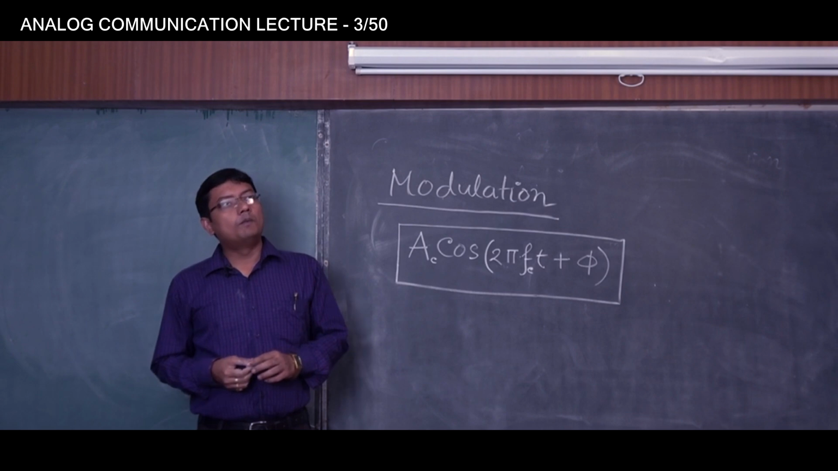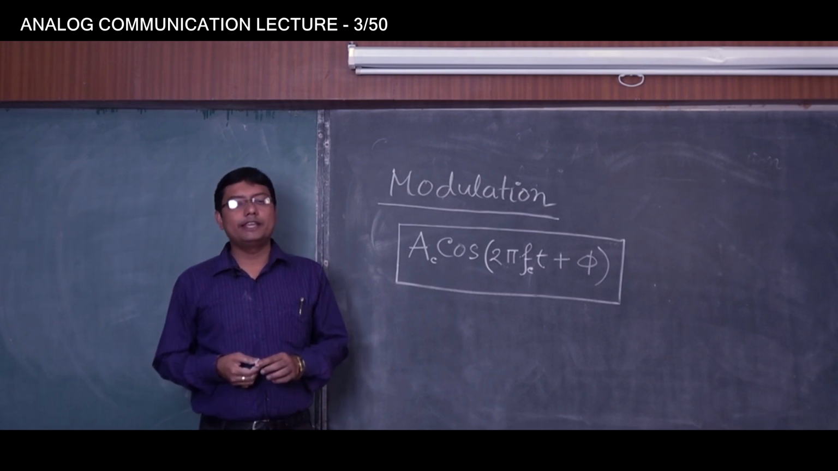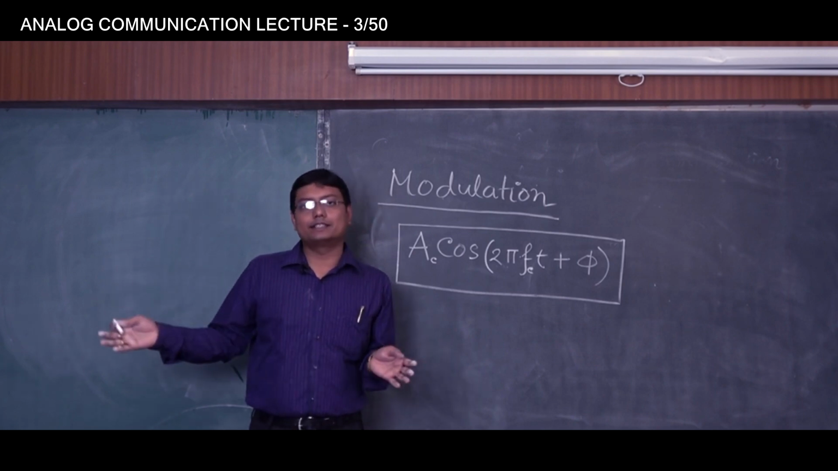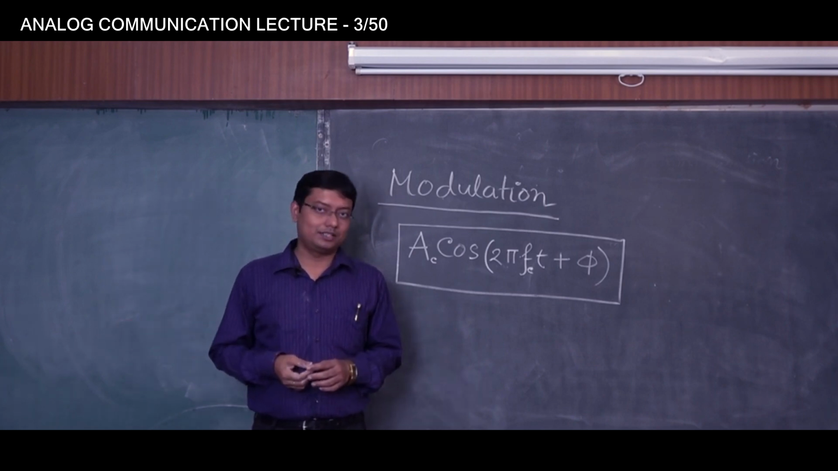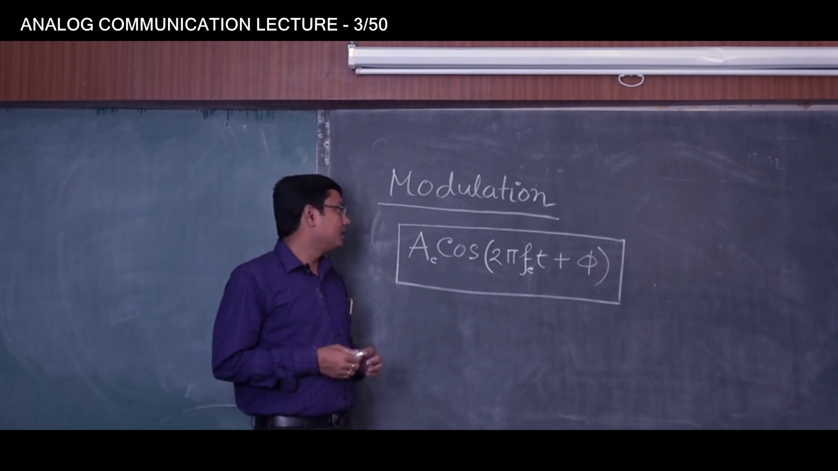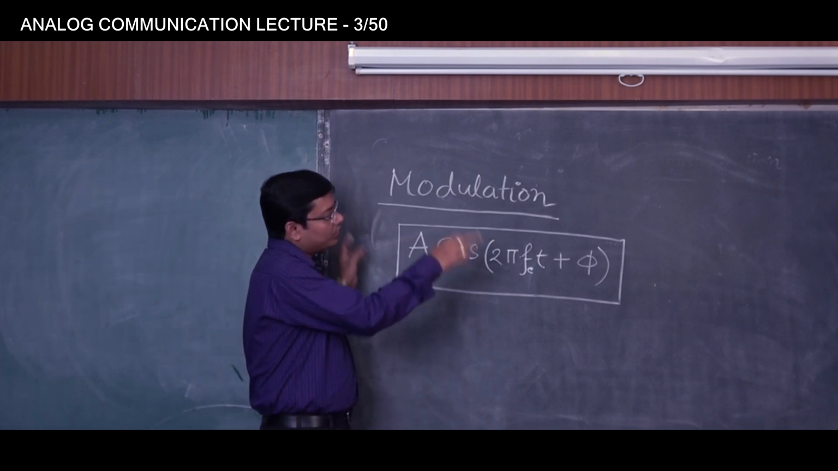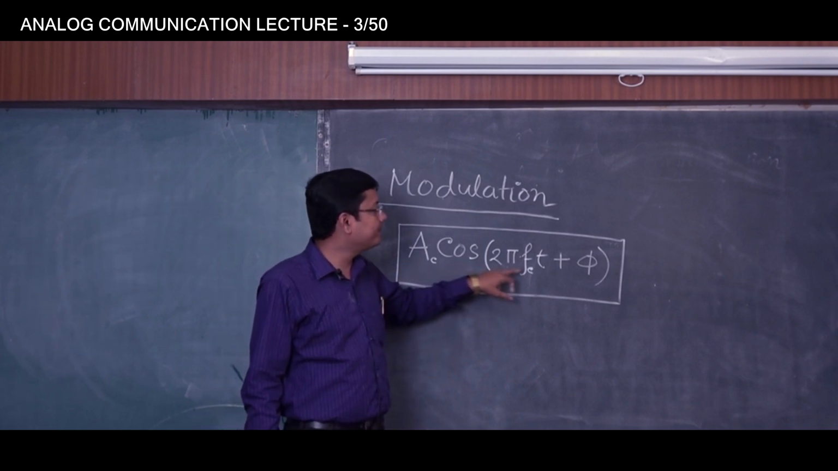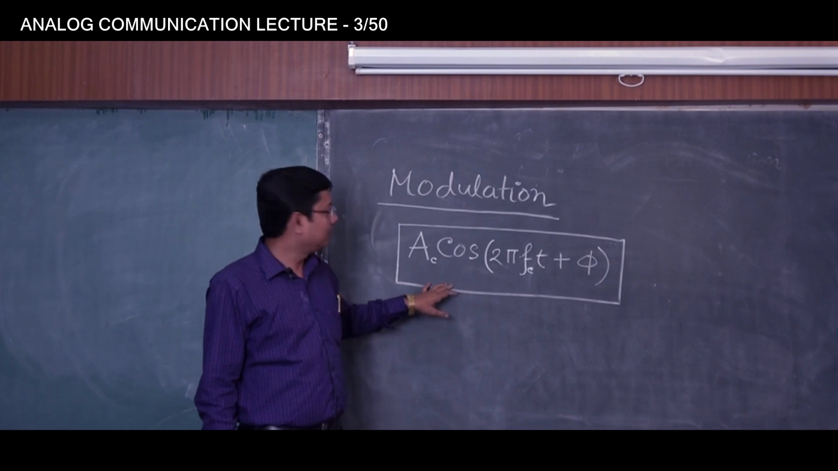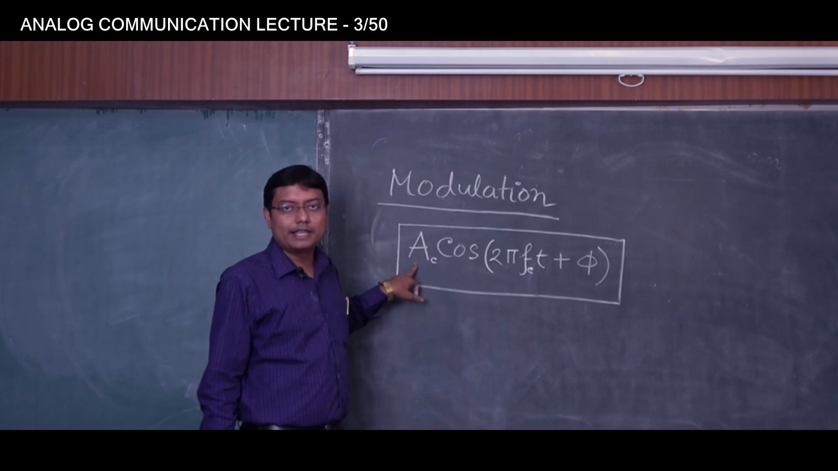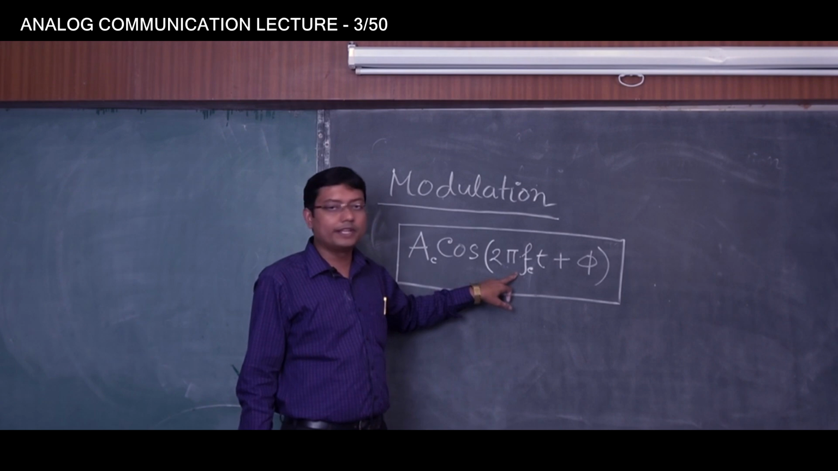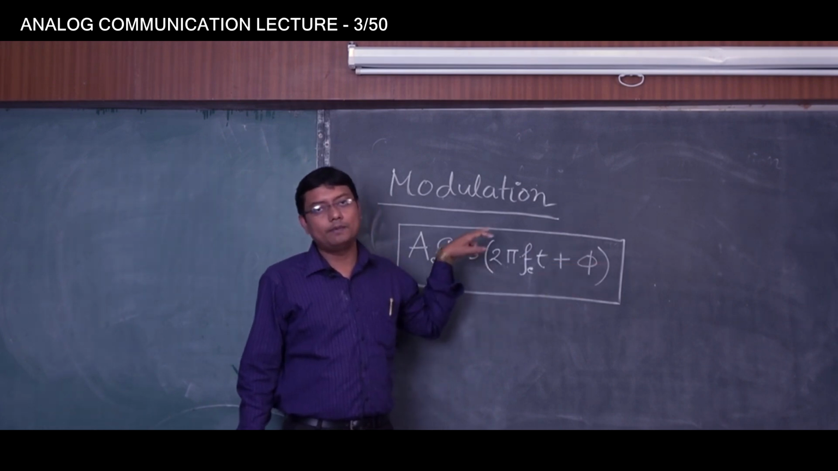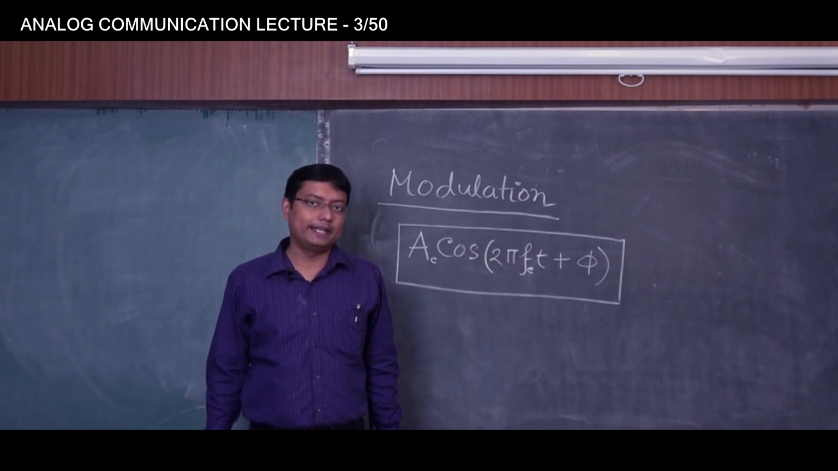Now modulation, I told you, is required to send information from one point to another point when the distance between those two points is very large, right? Now if we consider the general equation of a wave like A_c cos(2π f_c t + φ), here A_c represents the amplitude, f_c is the frequency, and φ is the phase for the wave that I have tried to represent mathematically.